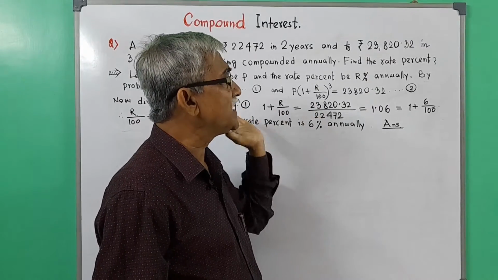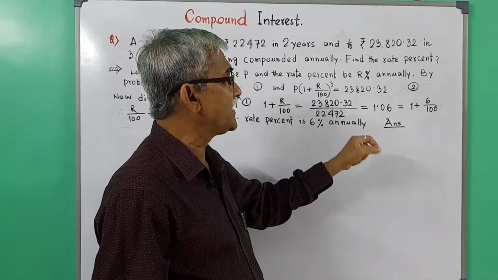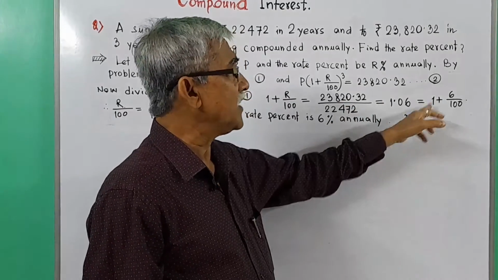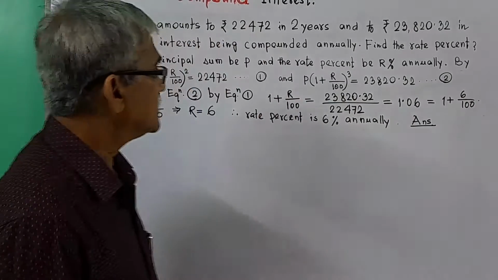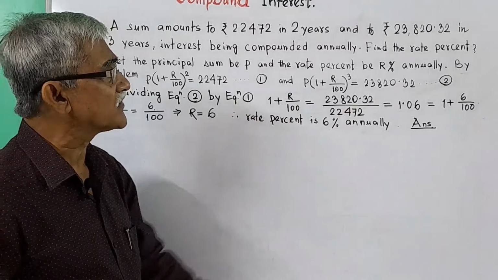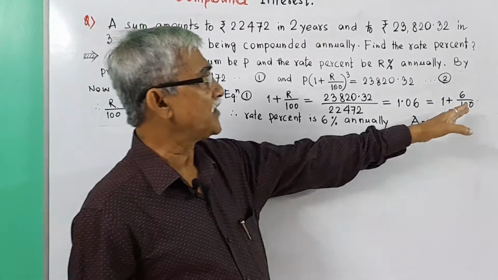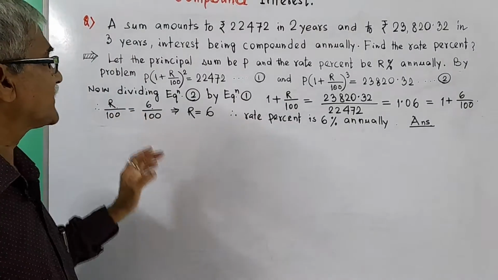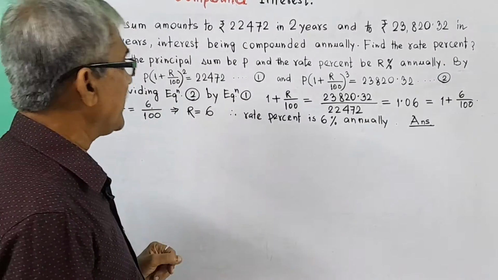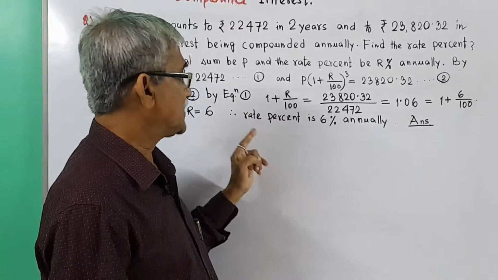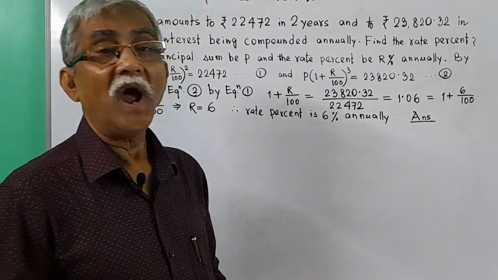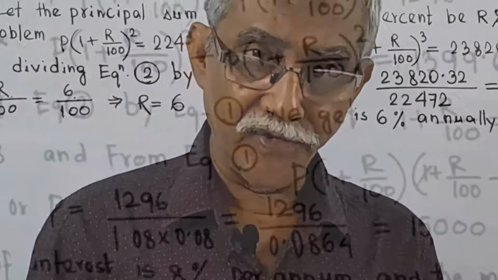You just simply divide it. The quotient becomes 1.06. Now what is 1.06? It is 1 plus 6 by 100. Now look, 1 plus R upon 100 is equal to 1 plus 6 upon 100. So quite evidently R upon 100 is equal to 6 upon 100, that is R equals 6. Therefore, the rate percent is 6% annually, and that's the answer.